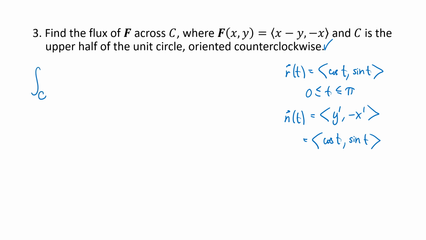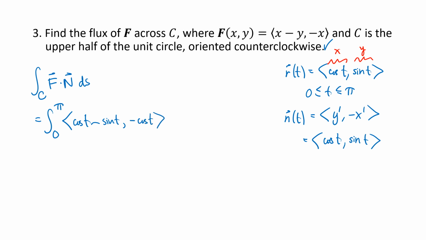So our integral over c of f dot n dx, our flux integral, is going to be the integral from 0 to pi, because our parameterization goes from 0 to pi. Our function f is x minus y, and again, when we look at our parameterization, the components of the parameterization, that's what we think of when we think of x and y. So x minus y is going to be cosine t minus sine t, comma, negative x, so that's going to be negative cosine t. And then we're going to dot that with the n vector, which is cosine t, comma, sine t.